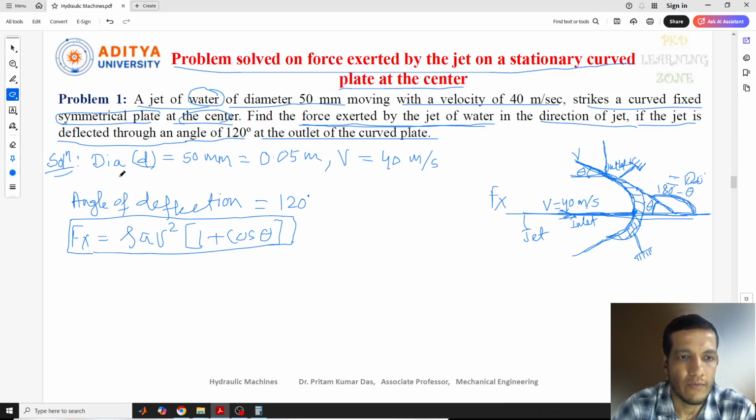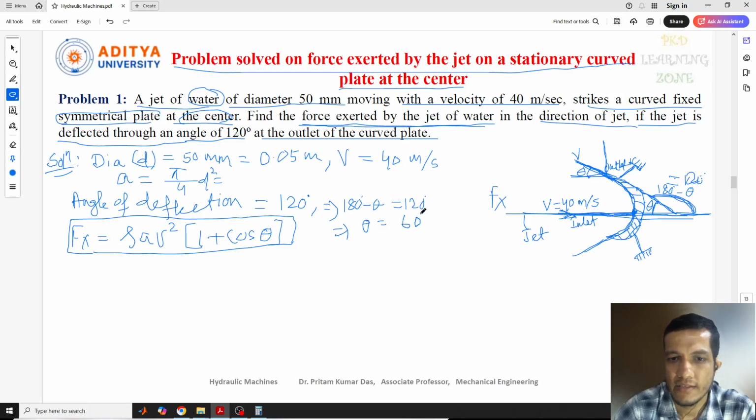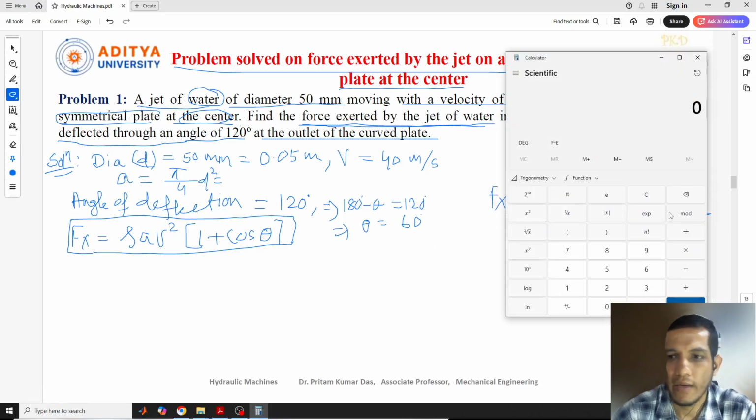Area you can calculate from here: diameter is given, so area is pi by 4 d square. V is given in the question, and 1 plus cos theta, where theta we need to identify. So first two things we'll identify are area and theta. Theta we can identify from here: 180 minus theta equal to 120 degree. So theta equal to 60 degree.